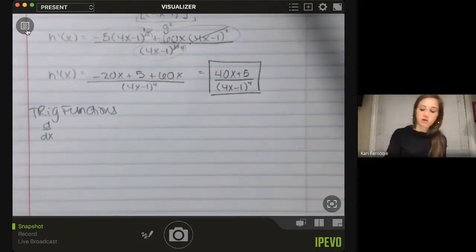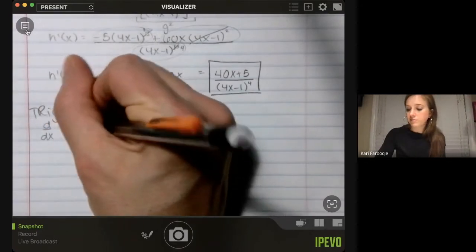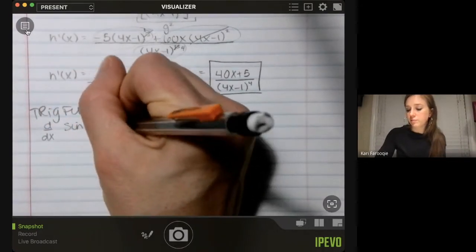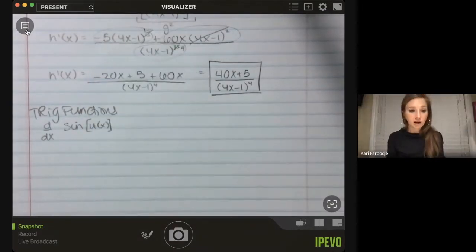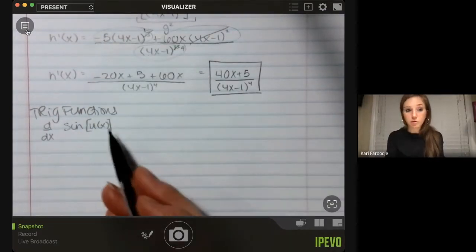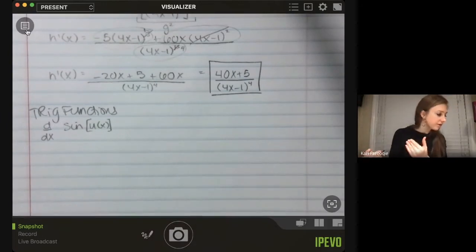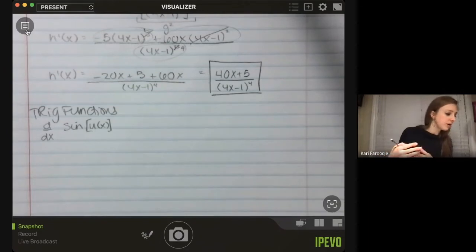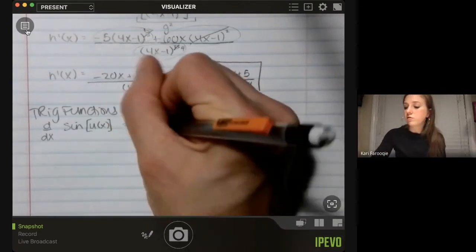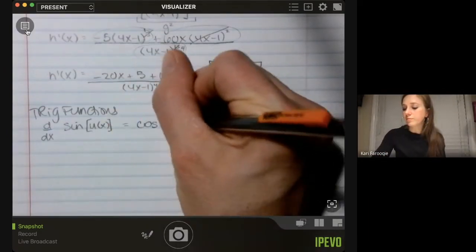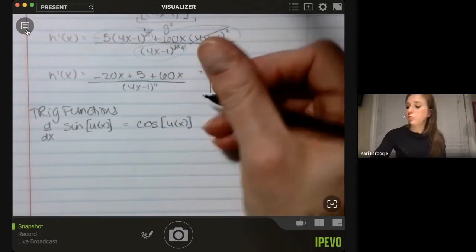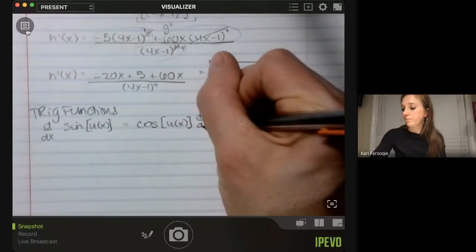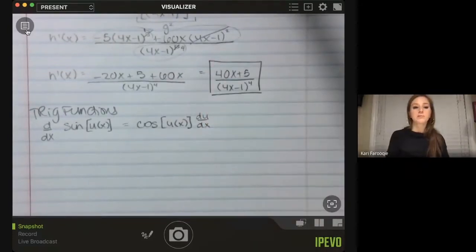So the derivative of the sine of u of x. So instead of just saying sine of x, we're talking about the sine of u of x, meaning some function of x, like sine 2x, sine 3x squared, something like that. Is the cosine of u of x times the derivative of u with respect to x.